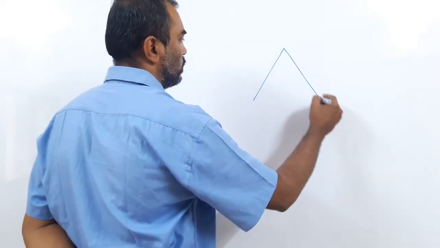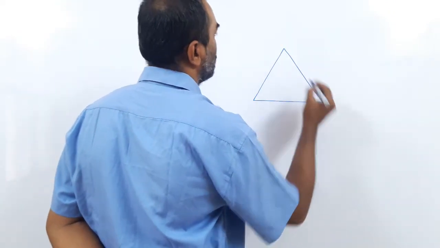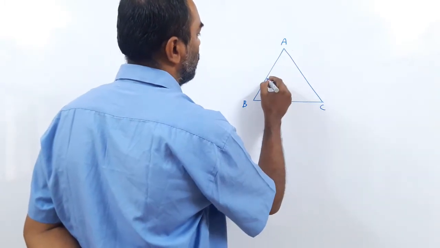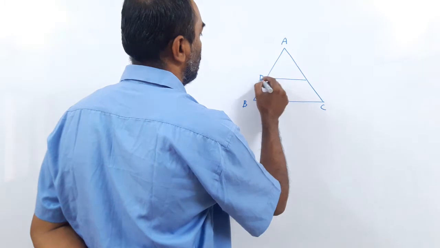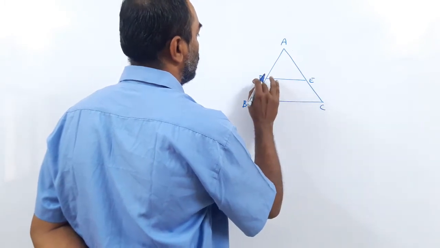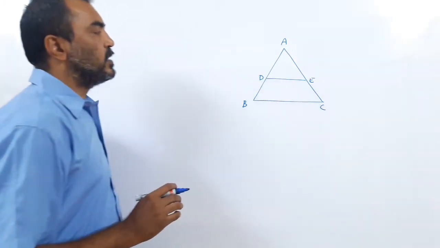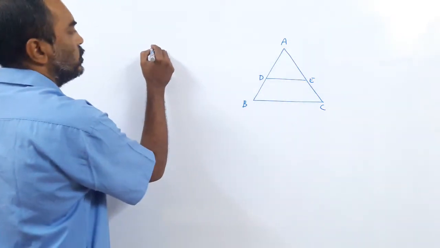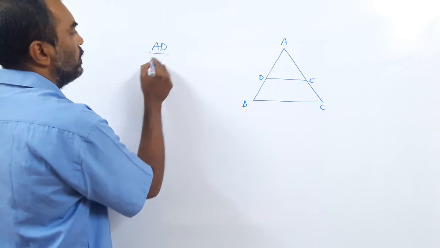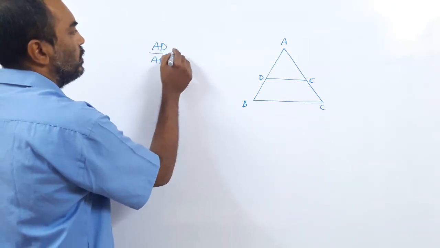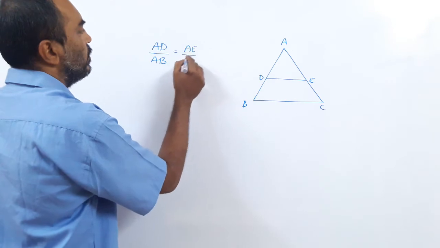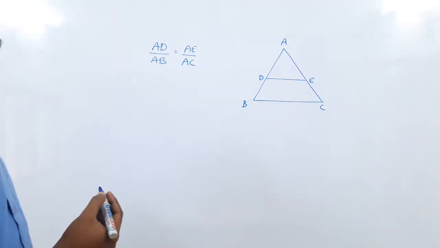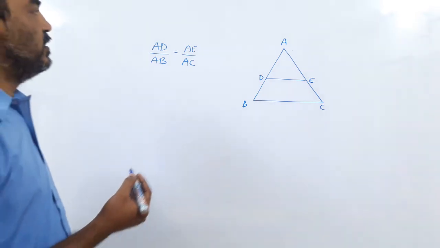So, in the chapter of similarity, when we had a line parallel, what did you notice here? That when the line is parallel, the ratio AD upon AB is equal to AE upon AC. So I am recalling back the similarity chapter which we did.